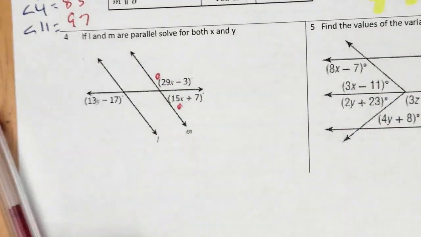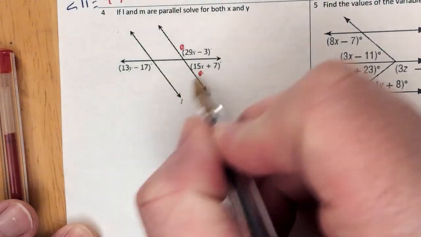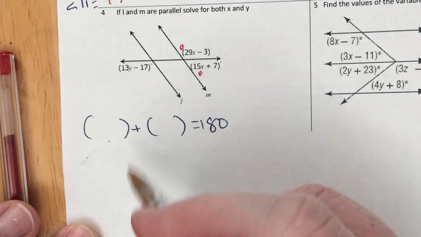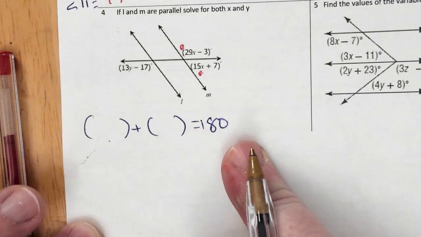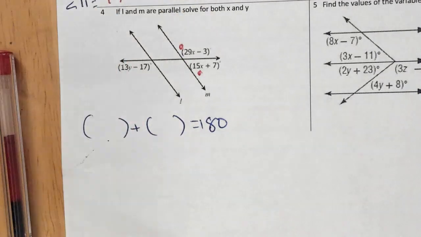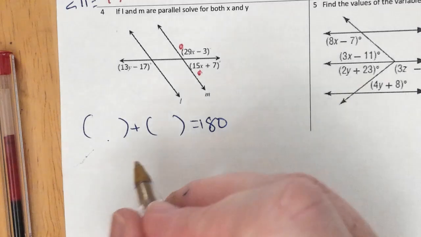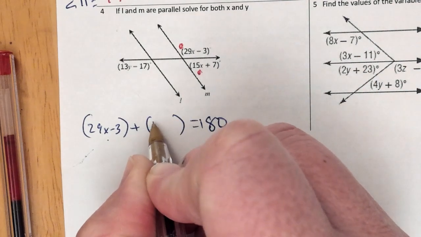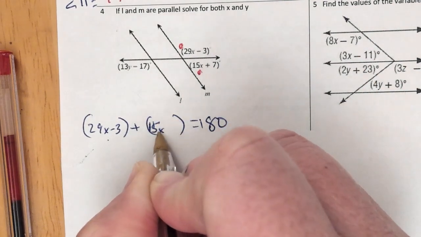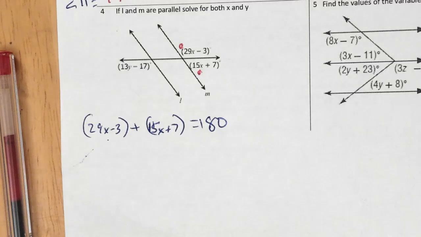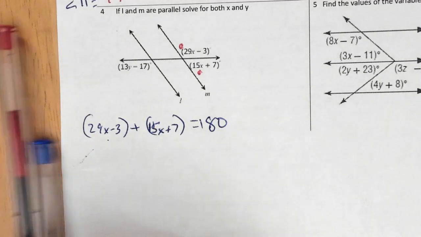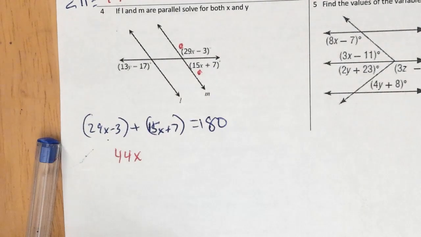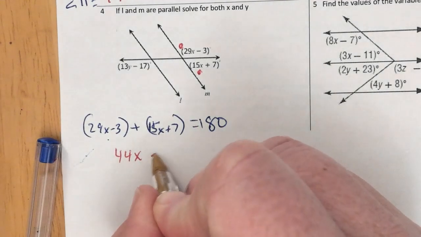So we know that these two, the first one plus the second one, equals 180. And it's really smart to actually just put parentheses first, equals 180. That way, when you plug it in, you don't accidentally set them equal to each other, which is a very common mistake. All right, so we know that (29x minus 3) plus (15x plus 7) is equal to 180. All right, so we're going to combine like terms. So 29 and 15, that makes 44x. Negative 3 plus 7 makes a positive 4.